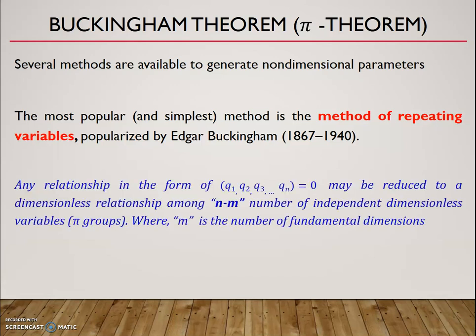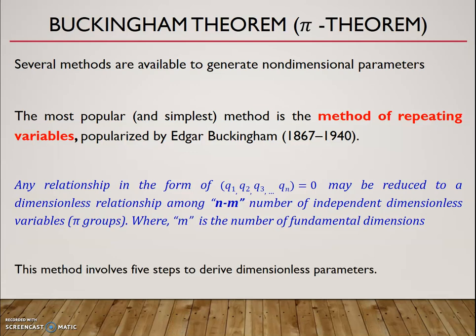According to this Buckingham Theorem, also called the Pi Theorem, if any relationship is in the form of q1, q2, q3 up to qn is equal to 0, it can be reduced to a dimensionless relationship among n minus m independent dimensionless variables, where m is the number of fundamental dimensions and n is the number of parameters involved in the problem.